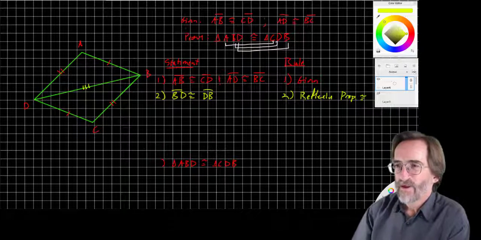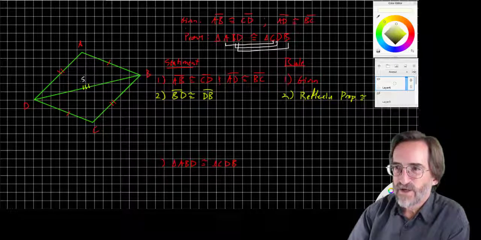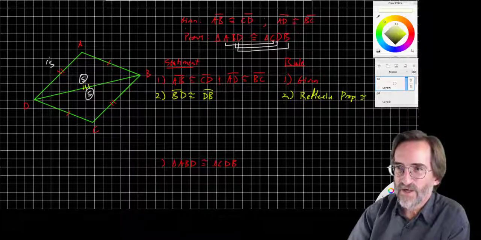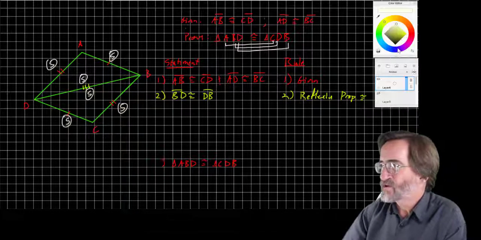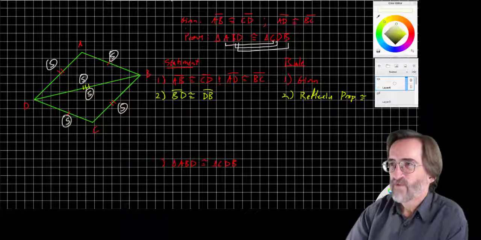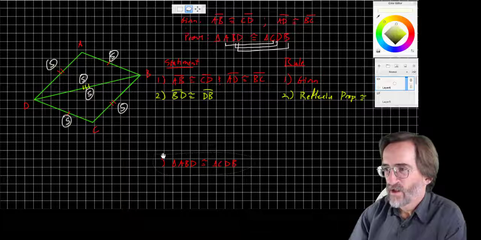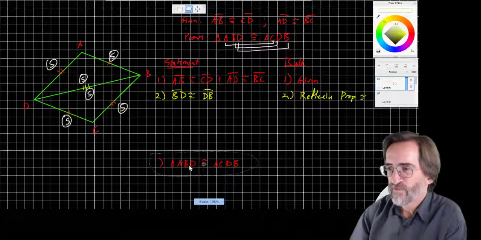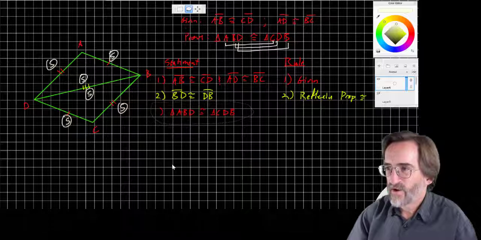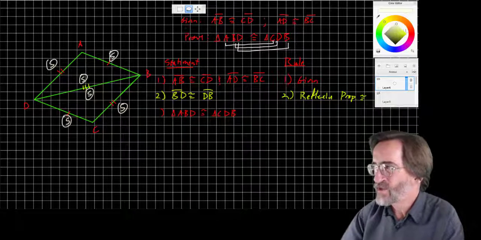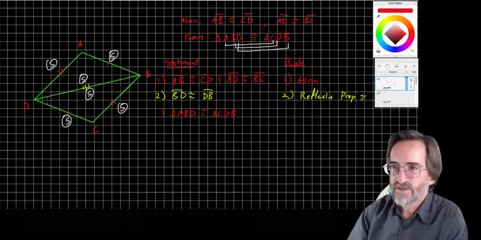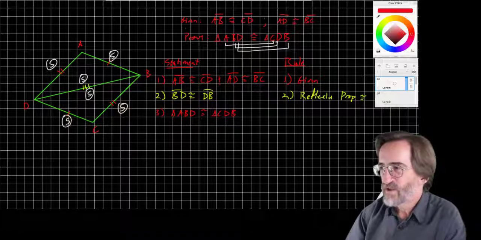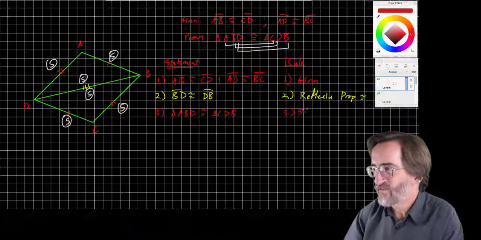Okay. And guess what we have now? We've got a side congruent to a side. We've got a side congruent to a side. We've got a side congruent to a side. That's 3 pairs of congruent sides. Therefore, we have what we came for, what we needed. We have side, side, side. So triangle ABD is congruent to triangle CDB, ABD, CDB. Good. Step 3, by the side, side, side triangle congruence postulate.